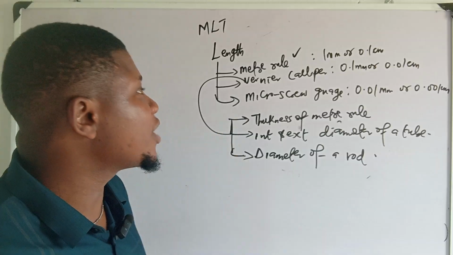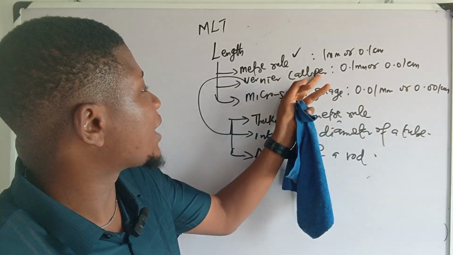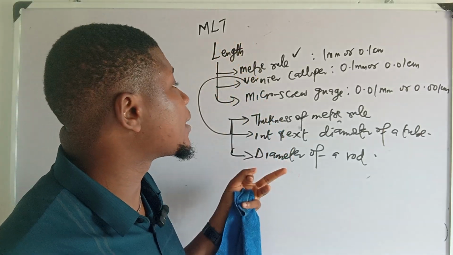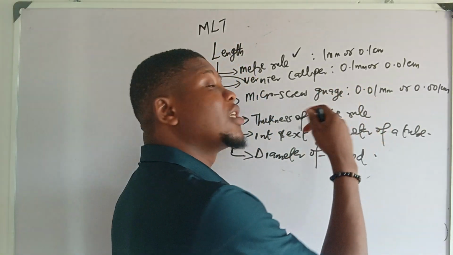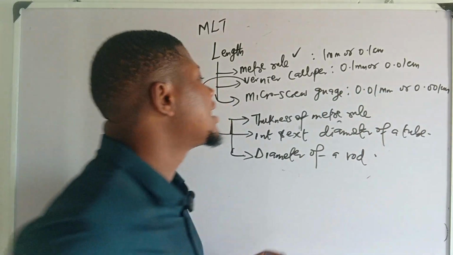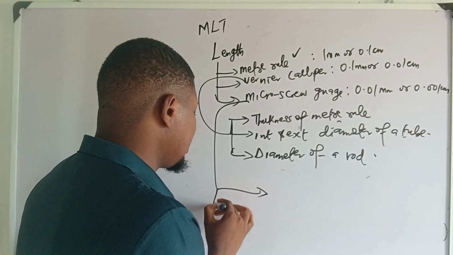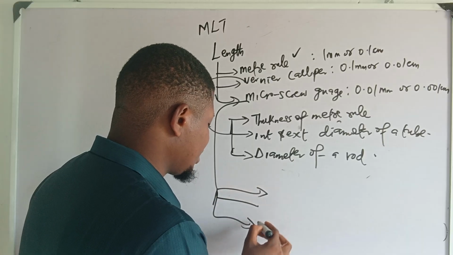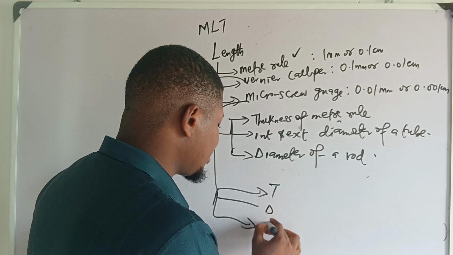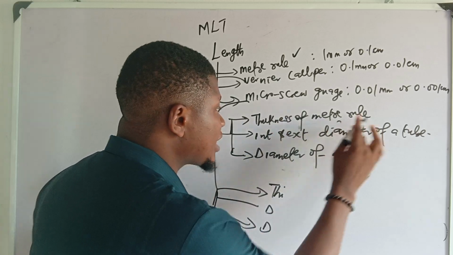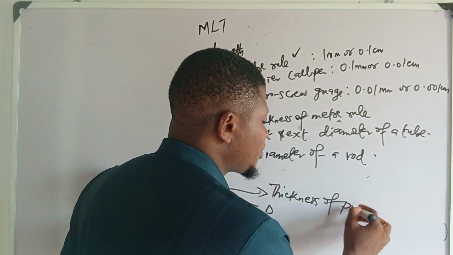Then for the micrometer screw gauge, you have already noted that it is more accurate than this. Then the next thing is, what can we use this to measure? It's still the same three things. This one is T, I, D, and this one is T, D, D. The T here, instead of the thickness of a meter rule, we say the thickness of a piece of paper.